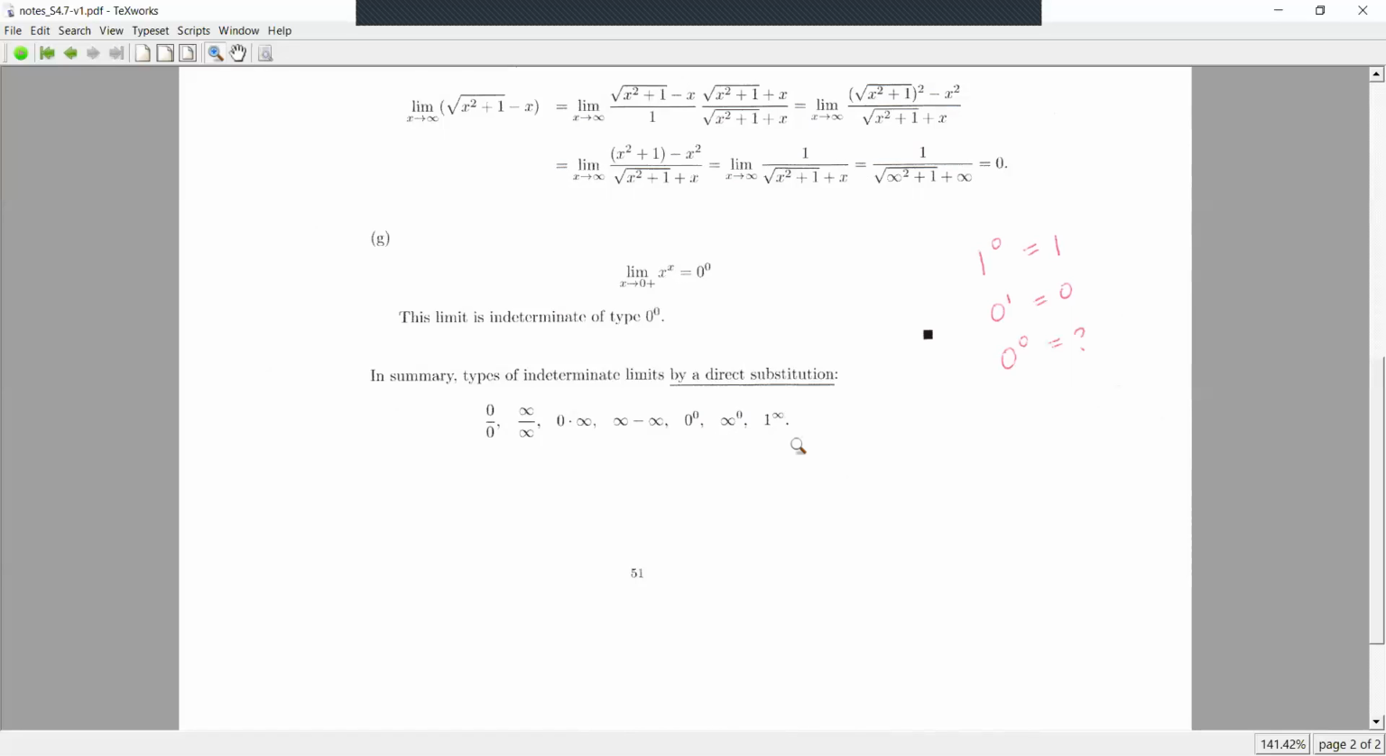1 to, say, a finite number, 1 to 1 million, for example, I can tell it is 1. But 1 to infinity, any number is possible. So in total, there are so many types of indeterminate limits.